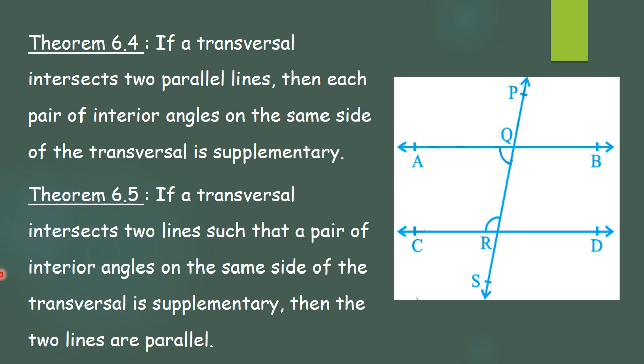So what we have studied is that if two lines are parallel, their corresponding angles are equal, their interior angles on the same side of the transversal are supplementary, and the alternate angles are equal. I think you have understood.